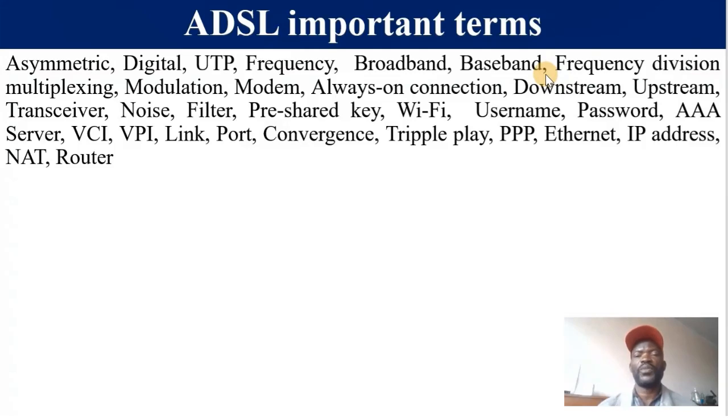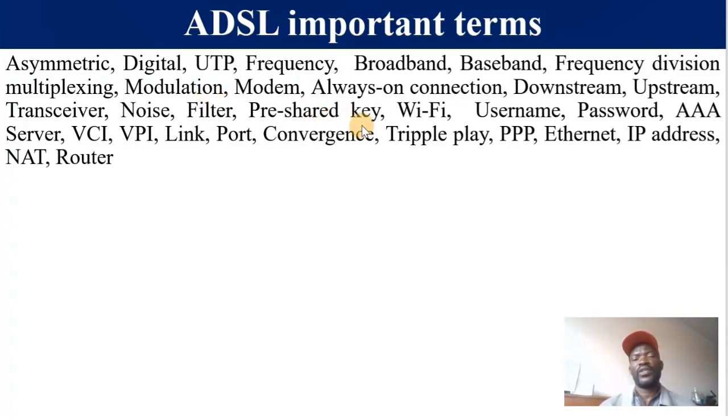Then downstream, from the exchange to the customer's premises. Upstream, the opposite of this. A transceiver, a modem is a transceiver, meaning it has got a transmitter and a receiver. Noise, any unwanted signal that tends to perturb the proper reception of the wanted signal. A filter separates a certain type, or it attenuates or allows certain frequencies to pass through while blocking others.